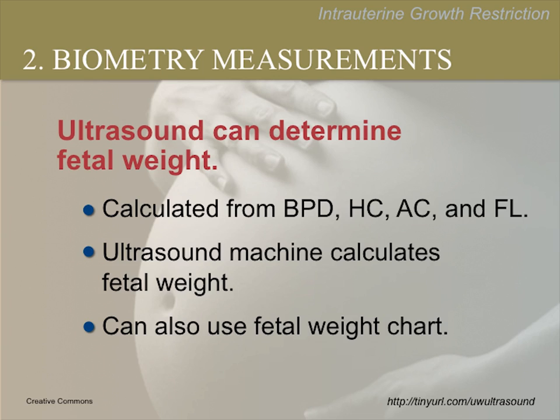With most machines, the OB software package will calculate the fetal weight from the biparietal diameter, head circumference, abdominal circumference, and femur length. If your machine doesn't have an OB package, you can use a chart to determine weight. Please refer to the table that estimates fetal weight based on abdominal circumference and femur length in the participant handbook on our website.